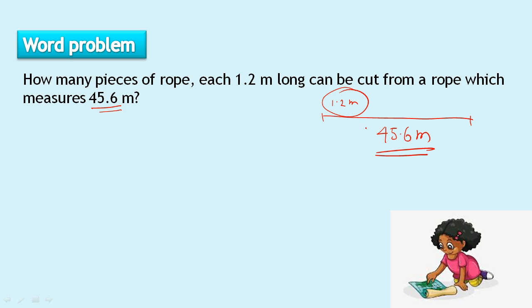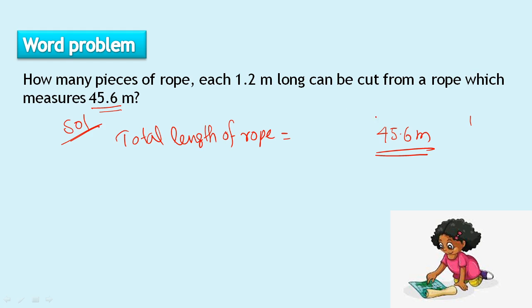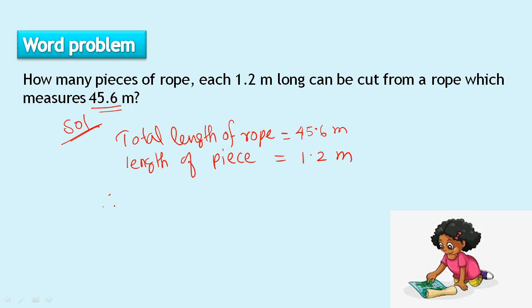So what I will do, we will divide this 45.6 meter, the length of the total rope, by the length of each piece. So you can write the solution: total length of rope 45.6 meter. Length of piece, P-I-E-C-E, 1.2 meter. Therefore, number of pieces will be 45.6 divided by 1.2. This division you need to perform.